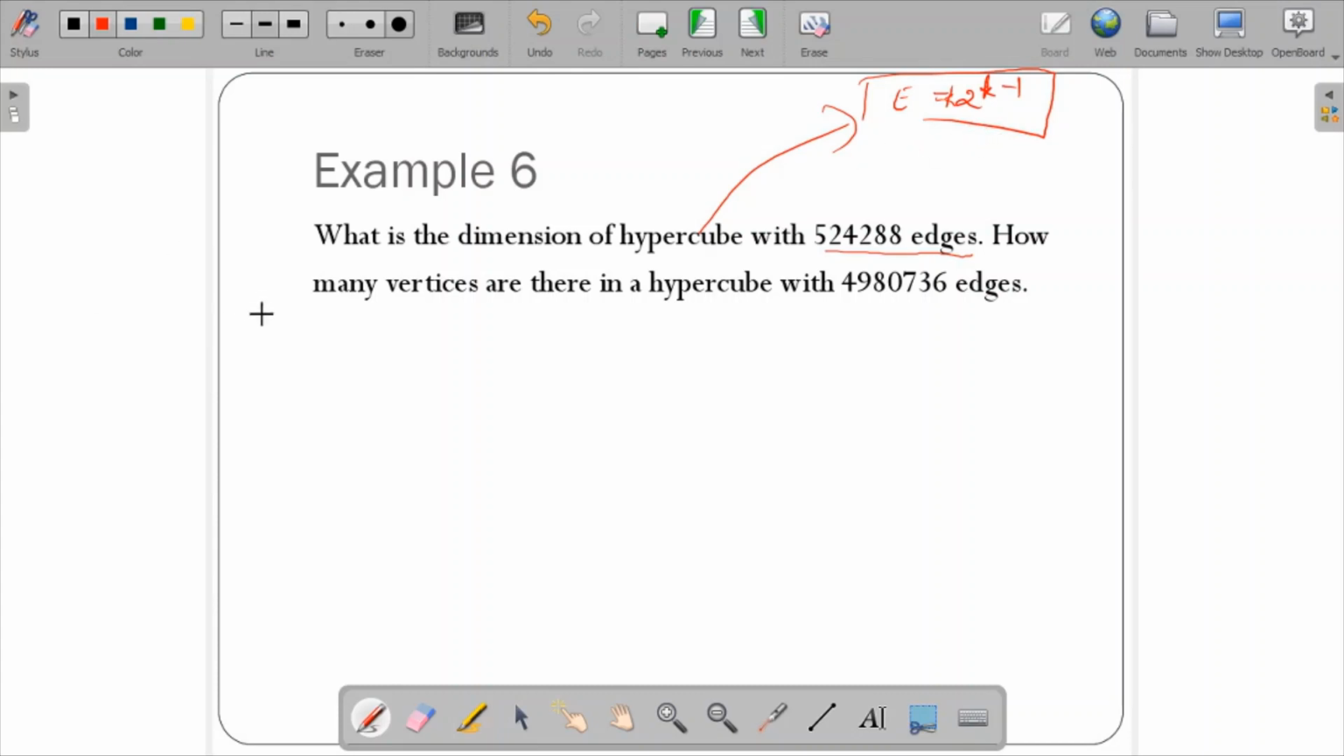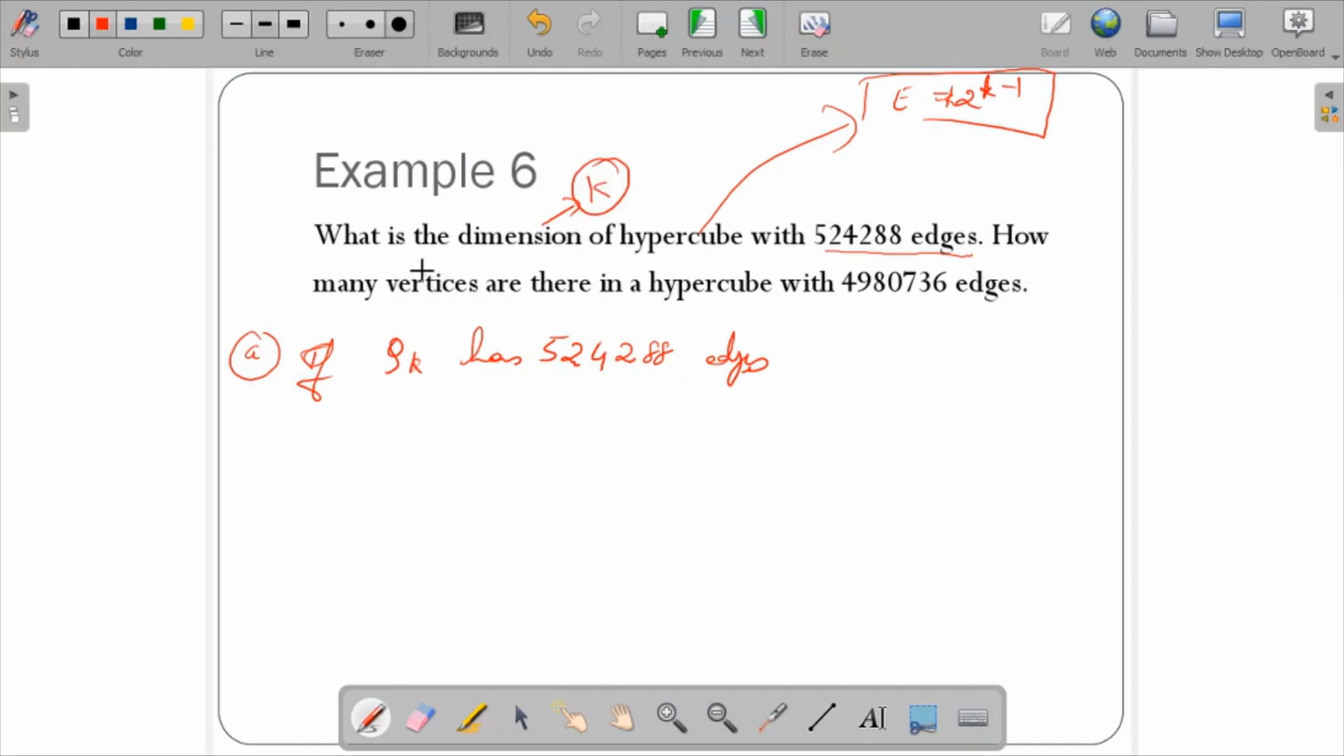So let us solve. First, he has asked what is the dimension of the hypercube with 524,288 edges. If Qk has 524,288 edges, we have to find the value of the dimension, which is nothing but the value of k.